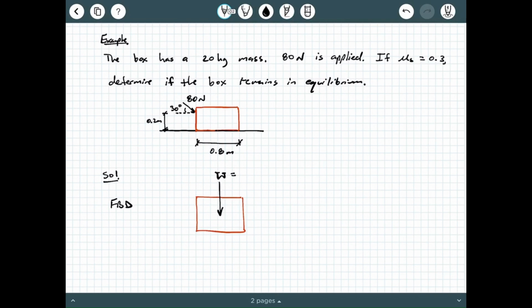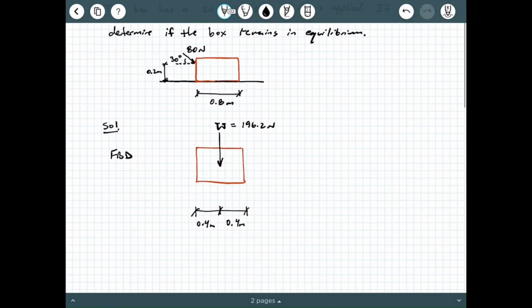And that weight is going to be equal to what? It's not 20 kilograms because the 20 kilograms is its mass. It's 20 times 9.81, which will be 196.2 newtons. And again, this is going to be acting at a distance of 0.4 and 0.4 meters because a weight is always acting through the center of gravity of the box, which for a rectangle is right in the middle.